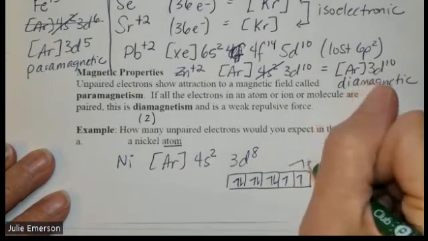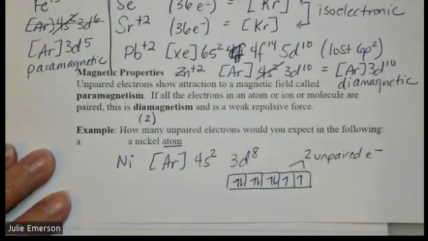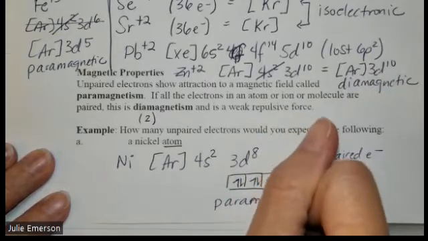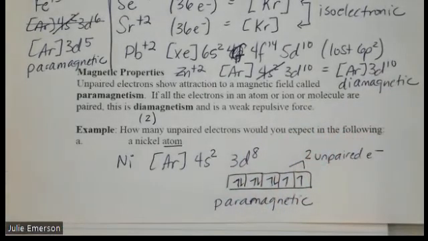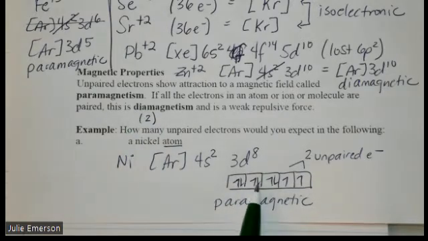So what I can see here is I have 2 unpaired electrons, and so that would make nickel paramagnetic, because again, not everything is in twos. Right, so diamagnetic, di meaning 2. So if all of your electrons are in twos and everything is paired, then you know diamagnetic. But if you have unpaired electrons, then it's paramagnetic. All right, let's do a couple more on the next page.